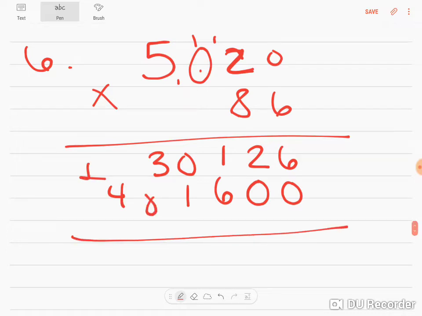All right, and we're going to add this up. And when we add this up, we get 6 plus 0 is 6. 2 plus 0 is 2. 1 plus 6 is 7. 1 plus 0 is 1. 3 plus 0 is 3. And 4 plus 0 is 4. We get 431,726.